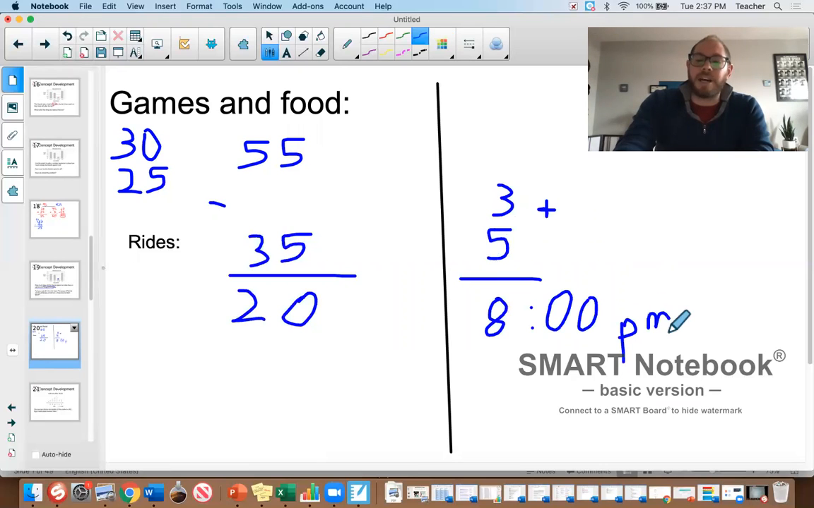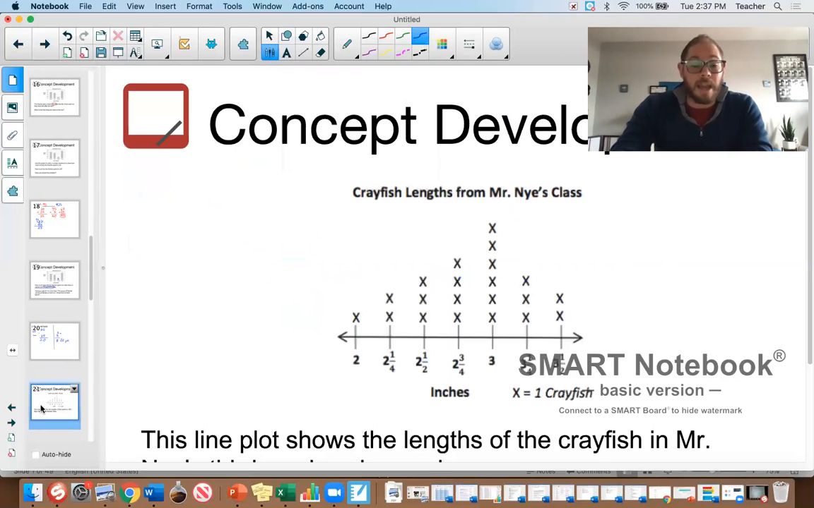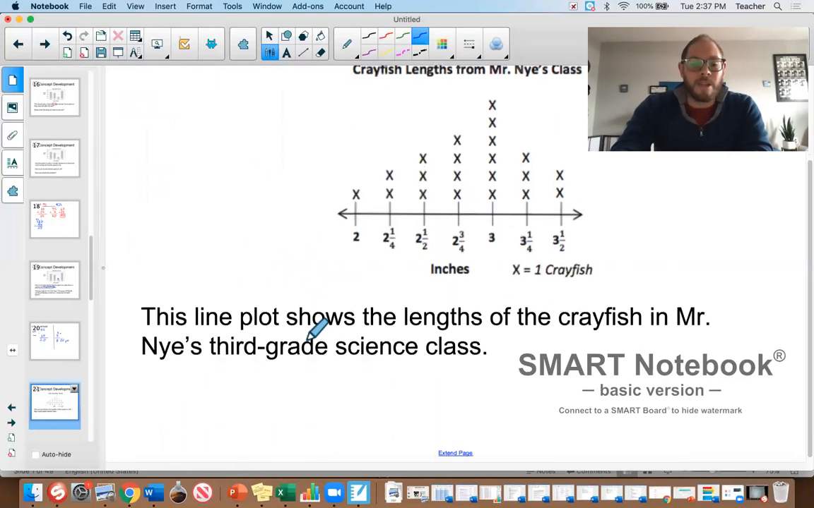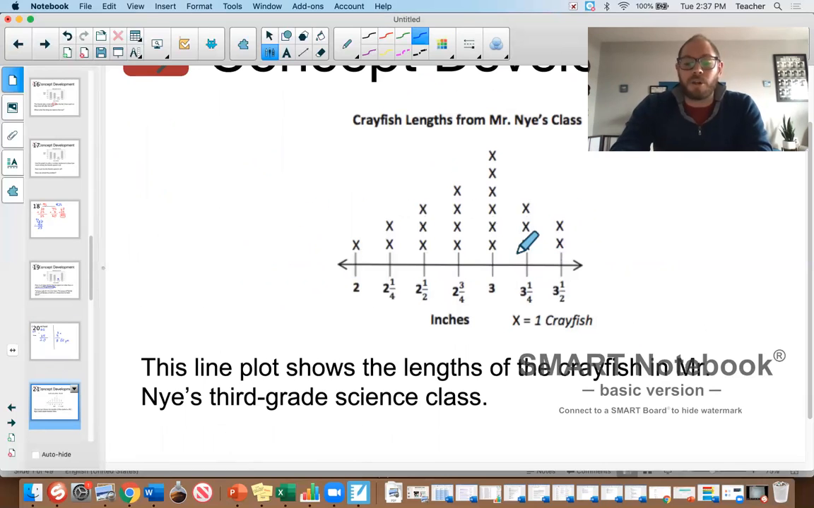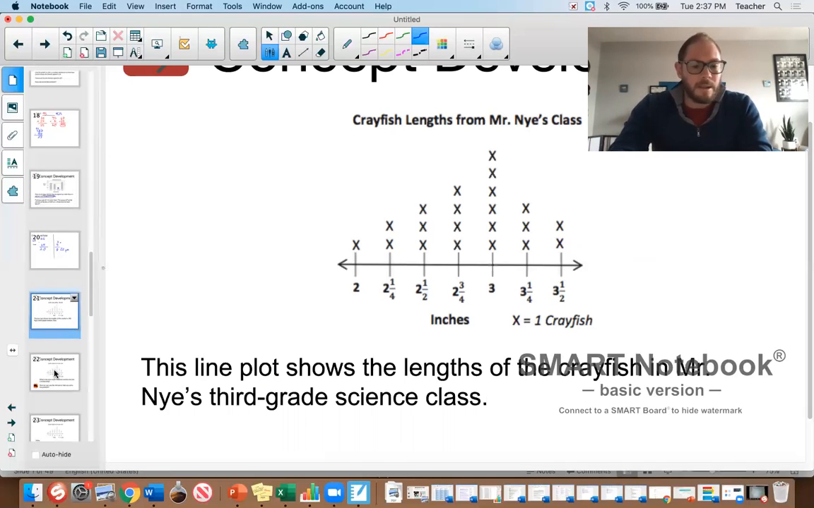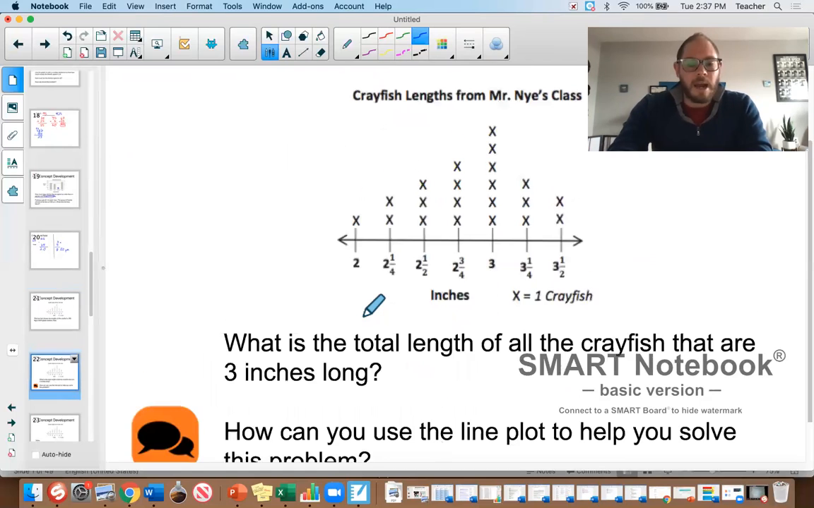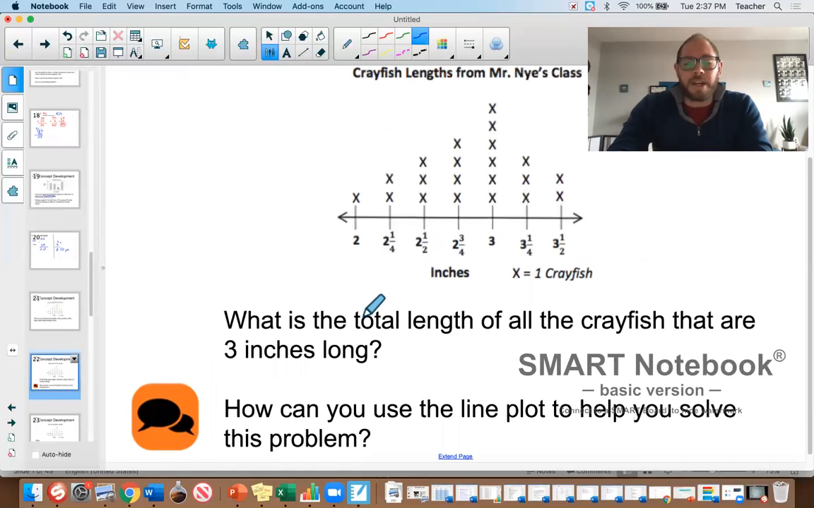All right, well done, grade 3s. We're ready for our next chart, and here it is. This line plot shows the lengths of the crayfish in Mr. Nye's 3rd grade science class. All right, we know how to read a line plot. This should be pretty easy for us.